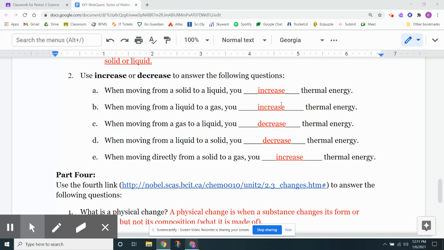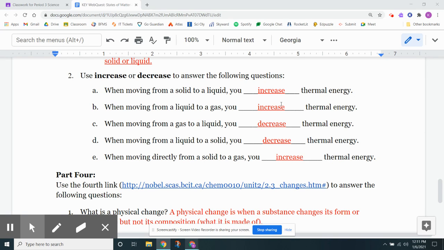C says moving from a gas to a liquid. Do we increase or decrease thermal energy? This would be a decrease in thermal energy. You would want to be making it colder. And a situation where we see this happen is when you have a really cold glass of ice water on a hot summer's day, and you start to get all of that water forming on the outside of your glass, called condensation. So this phase change itself is called condensing or condensation.